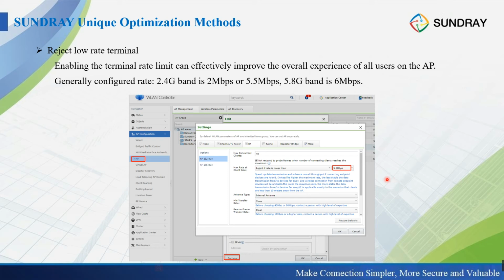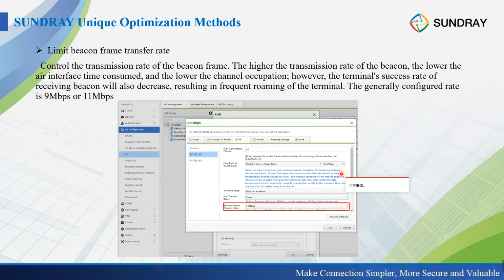And we can reject low rate terminals in the 2.4G or 5G based on the max rate at the client side. We can reject the low speed terminals. This kind of low speed terminal is usually one that is far away from our AP, the signal is already very bad, but the AP is still connected to this terminal. Because the negotiation speed is very low, it will be rejected by our AP.